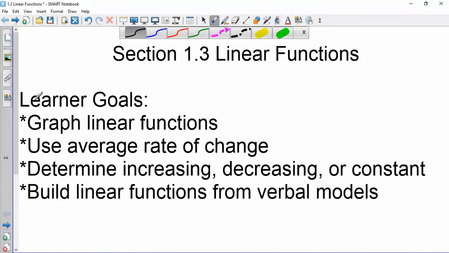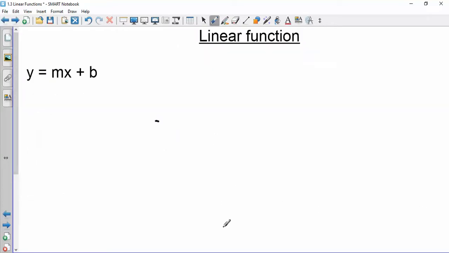So what do I mean when I say linear? It's a line. What's the equation of a line look like? Y equals mx plus b. Okay, so linear function, y equals mx plus b. What is m? What is b? And x and y are just the variables x and y. You have those in your equation.